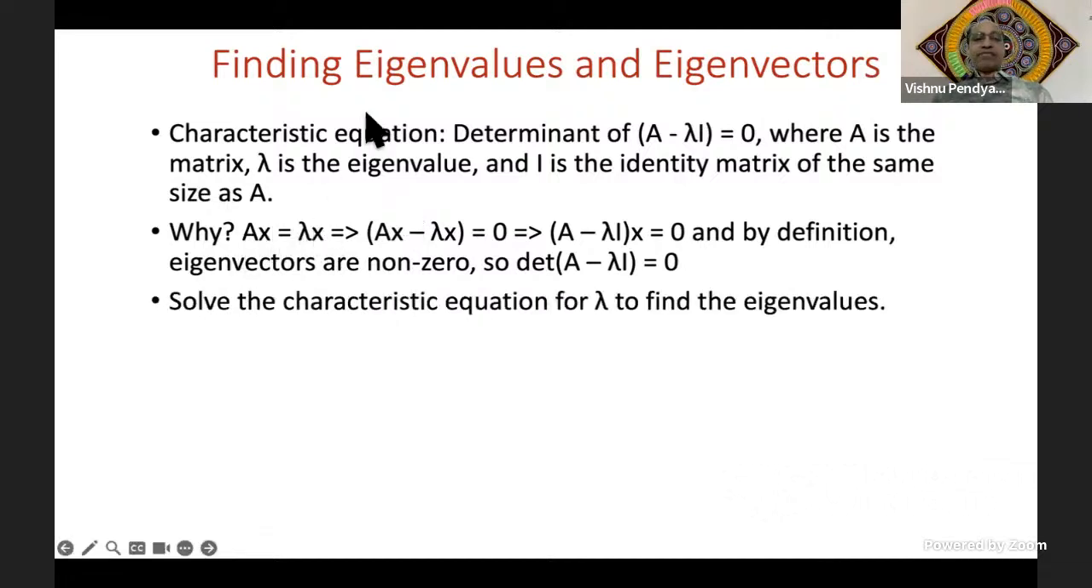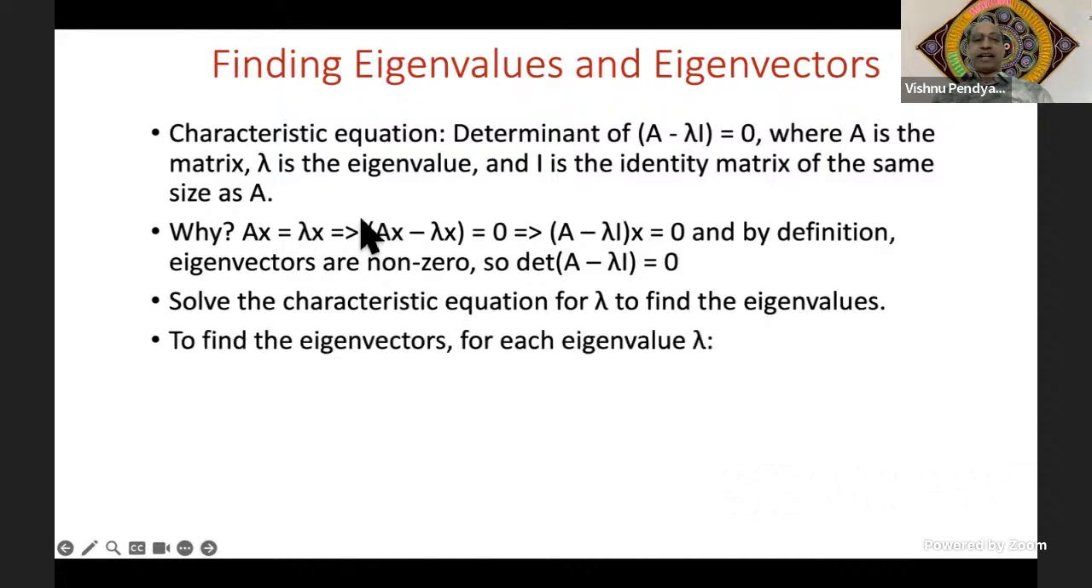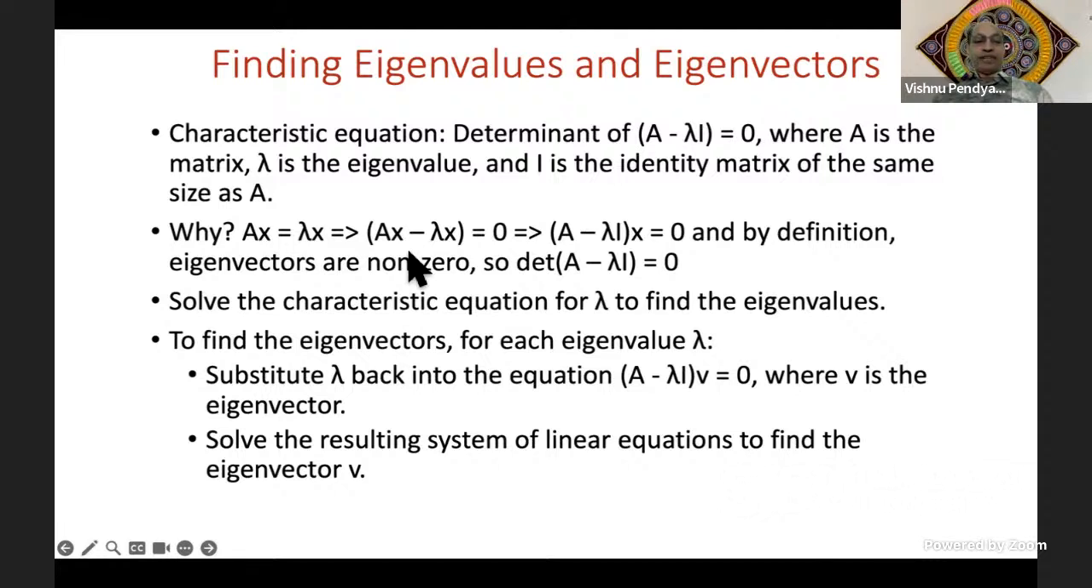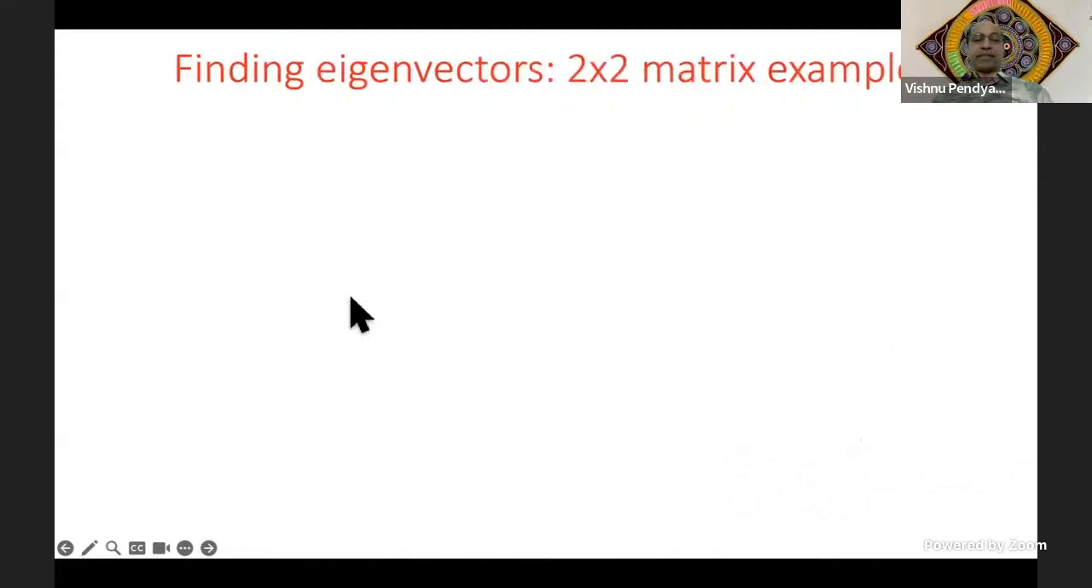Now you solve the characteristic equation. We know A, we know I. We just need to find the values of lambda. So you just solve the characteristic equation for lambda and you get the eigenvalues. To find the eigenvectors, you just substitute the values that you found for lambda in this, and V is the eigenvector here. So you just substitute the values of lambda, you get the values of V. Actually, I should change this to X probably, but you get the idea. So solving the resulting system of linear equations, we'll find the eigenvector.